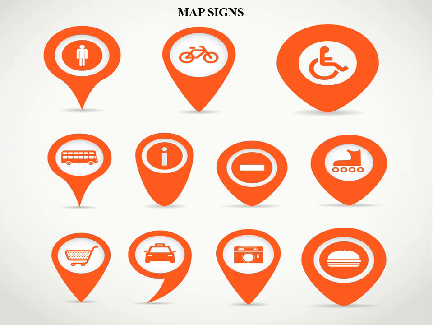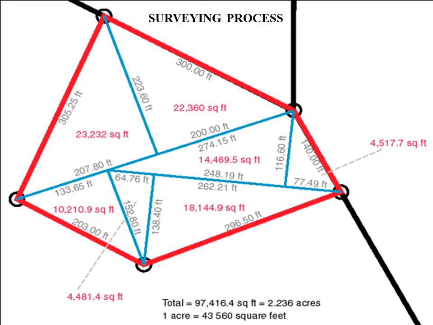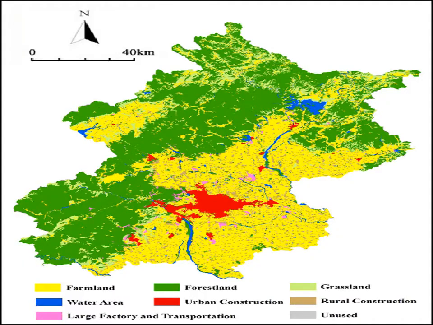Signs. These are the signs used in the maps. Symbols to identify the area. Surveying is the process of recording the measurement of a land area. 1 acre is equal to 43,560 square feet. This lesson deals with the latest techniques of mapping.